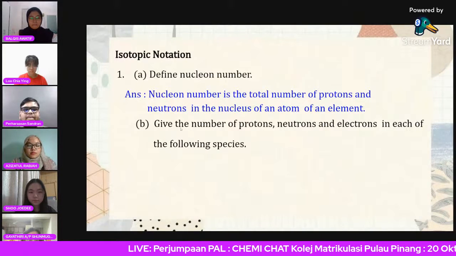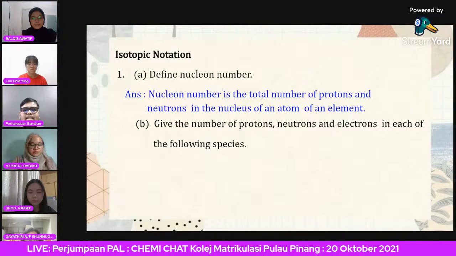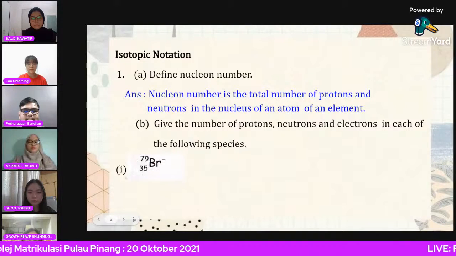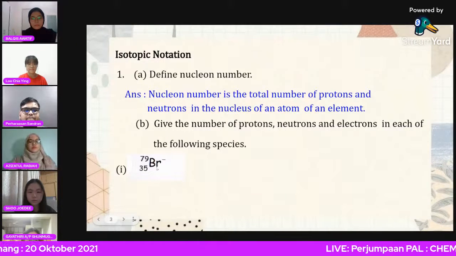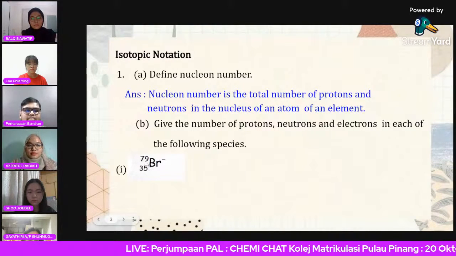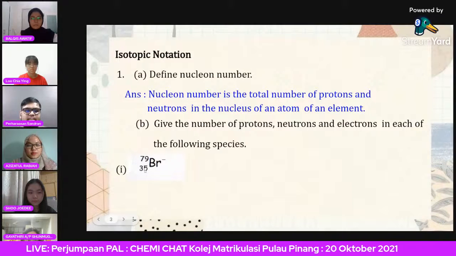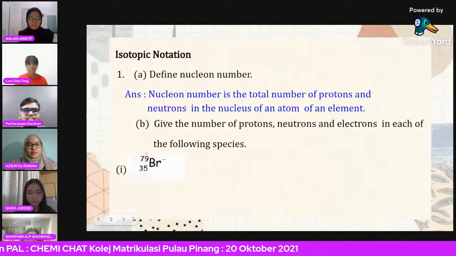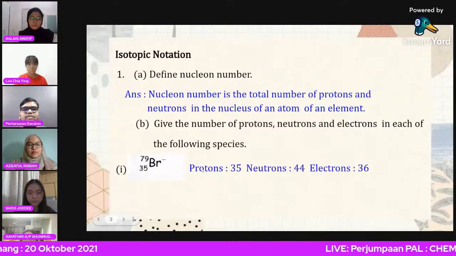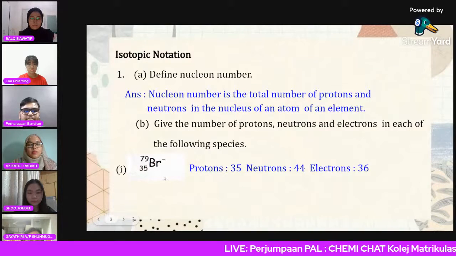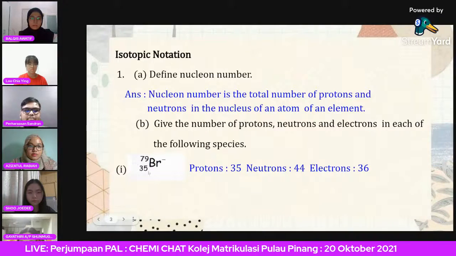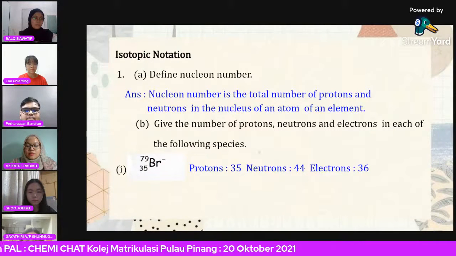For question D, give the number of protons, neutrons, and electrons in each of the following species. Let's look at species 1. Br or bromide refers to the element, minus here refers to the charge, 79 refers to the nucleon number, and 35 refers to the proton number. This is the isotopic notation. From this isotopic notation, we can conclude that the number of protons is 35, the number of neutrons is the nucleon number subtracted by the number of protons, which is 44, and the electrons is 36.